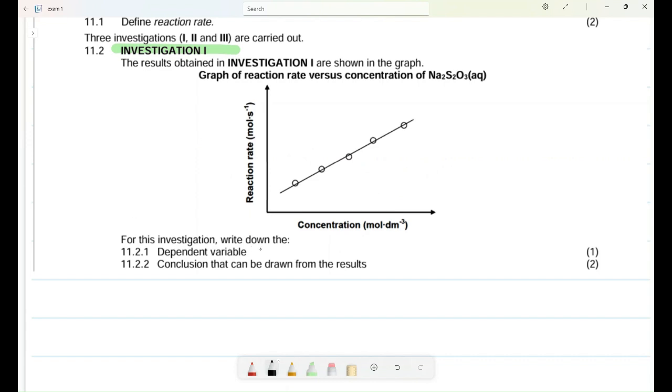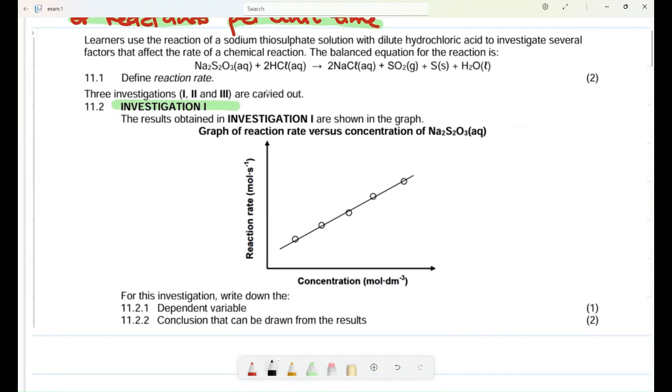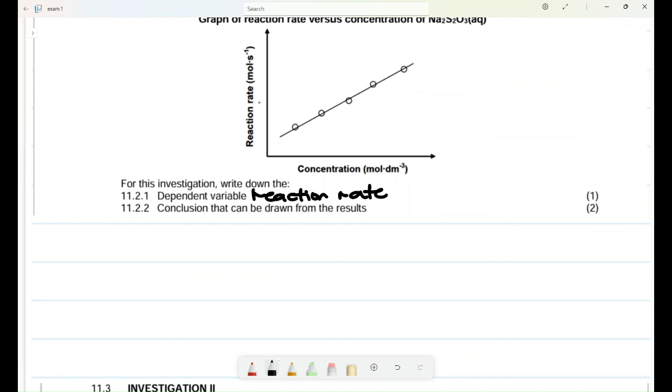For this investigation, write down the dependent variable. Always, not sometimes, always in this topic of reaction rate, the dependent variable will be your reaction rate, or rate of reaction. The y is your dependent, the x is your independent. When we change the concentration, the reaction rate changes. We do not say as the reaction rate increases, the concentration increases. How can you change the reaction rate? Because you need something to affect it, whether positively or negatively.